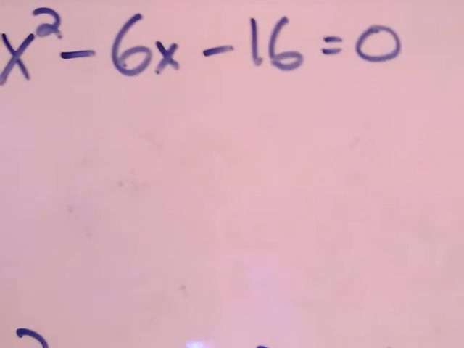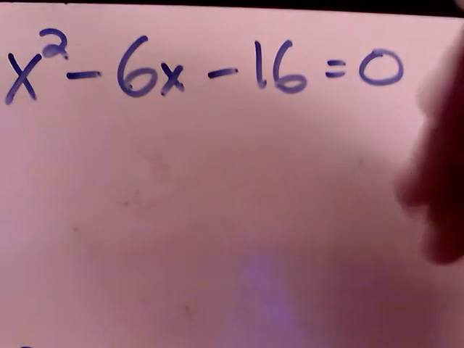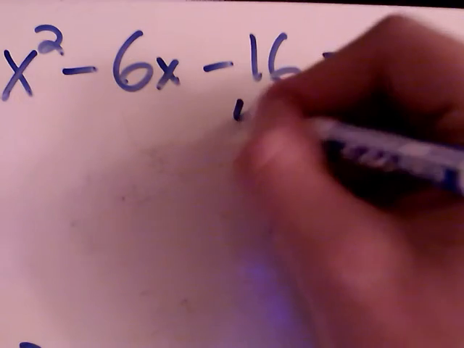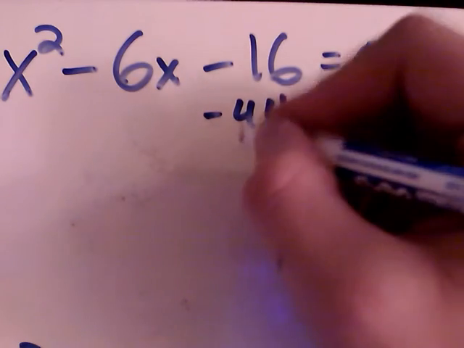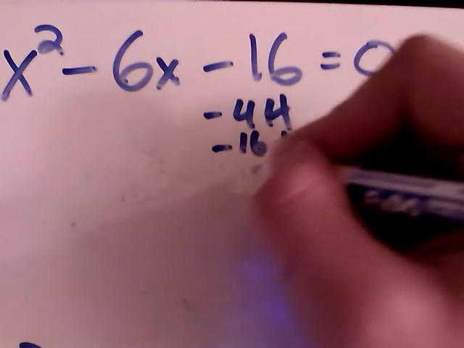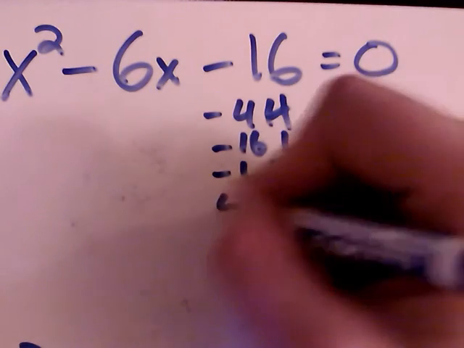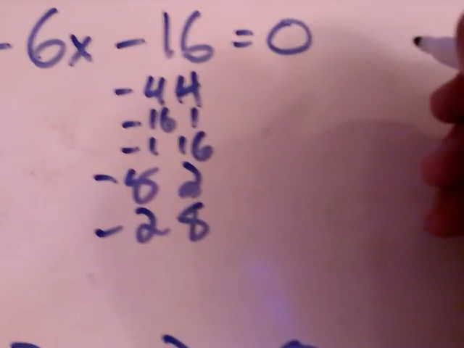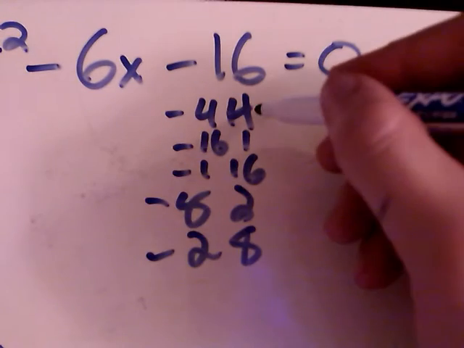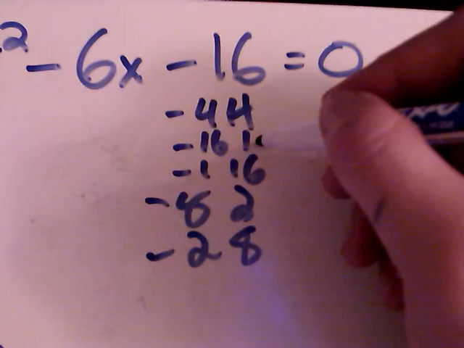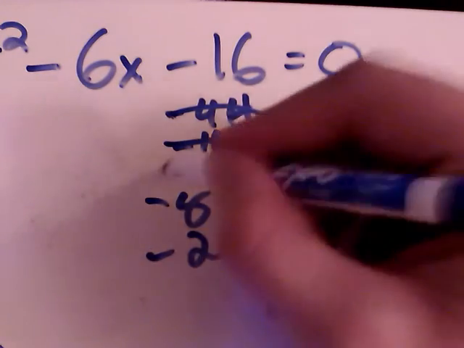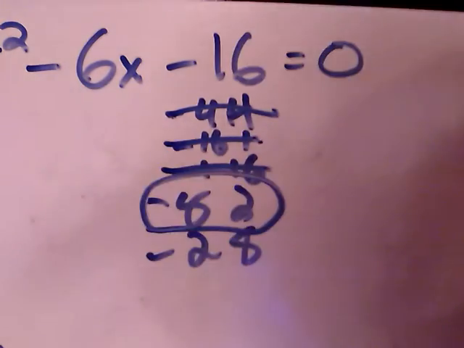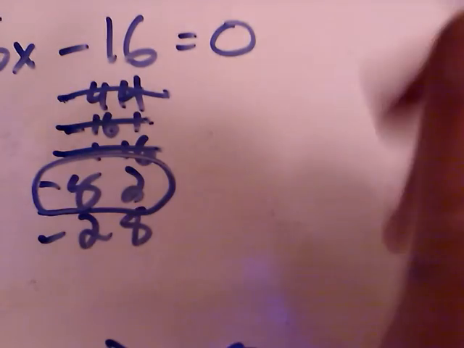Alright, two more to talk about. So this is on top. There are plenty of factors of this one, and you can go down the list. Negative 4 plus 4 is 0. These don't work, so we just cross them out. We look here, and then we finally found our one. Negative 8 plus 2 is negative 6.